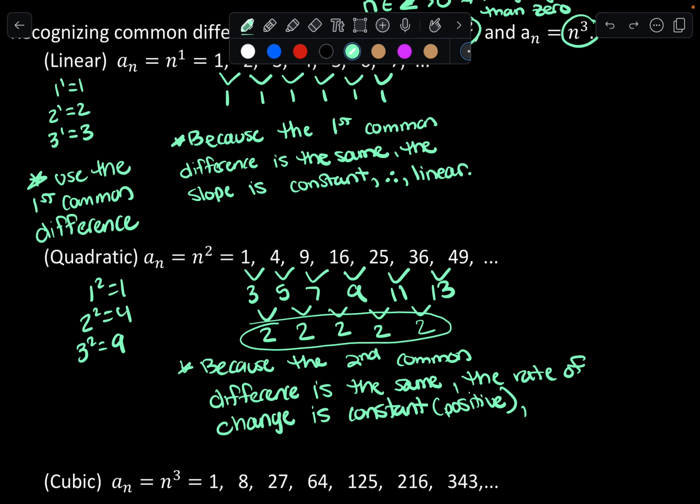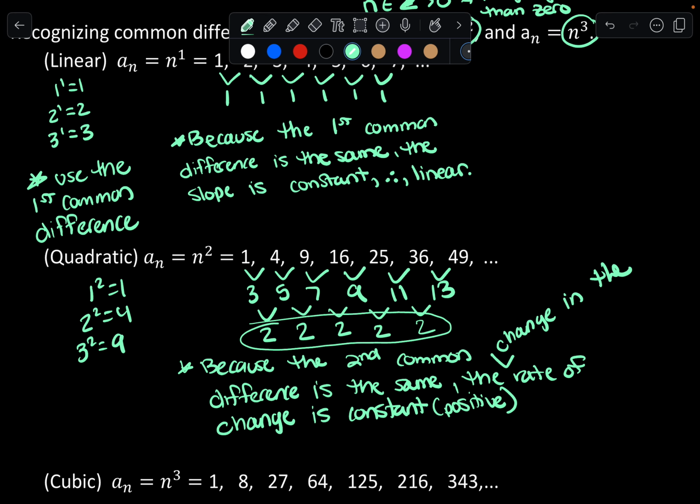So because, let me see, I think I'm missing a word here. Yes, I am. So how can I fix this? So the change in the rate of change is constant. That's what I was missing. Because if the rate of change is just constant, that's just positive. That's linear. But the change in the rate of change is constant, which is positive.